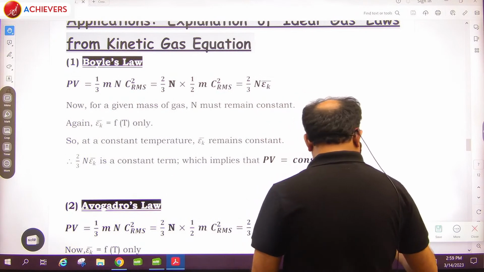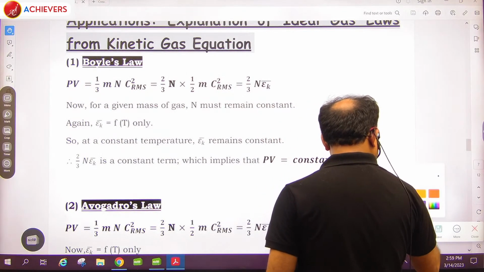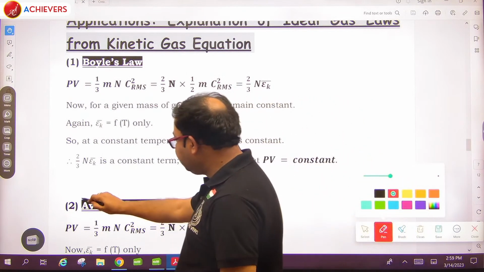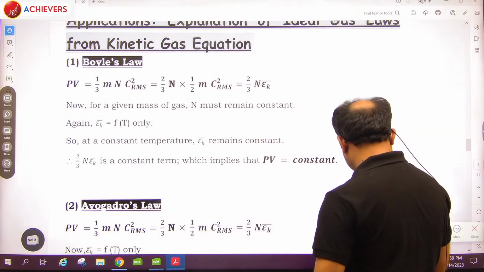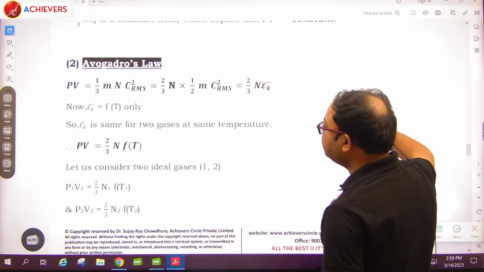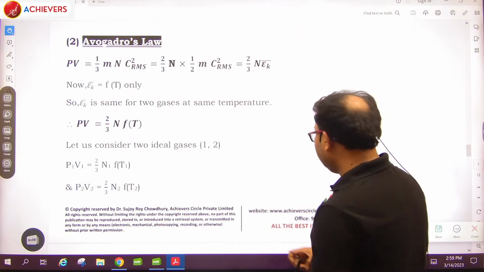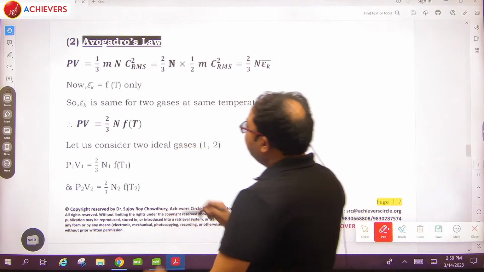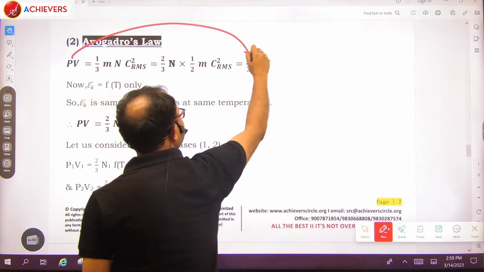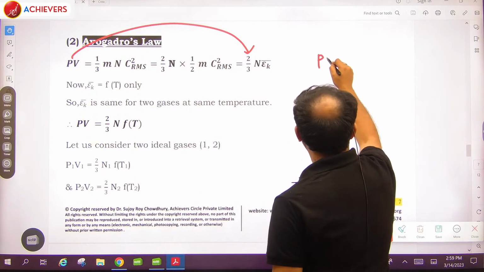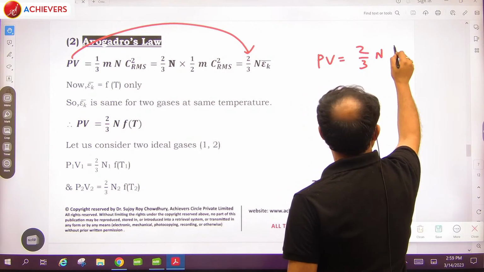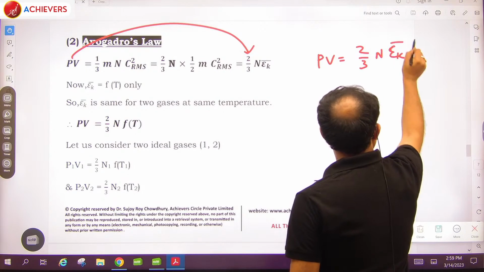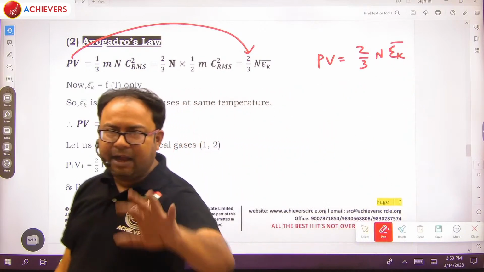Now students, let us move on to the second application. The second application is Avogadro's law. How can we do that? Let's see. Again, we are ending up with the same equation, PV is equal to 2/3 n epsilon k bar.